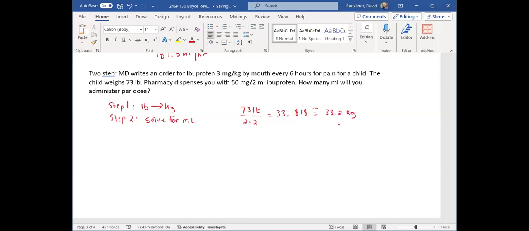However, this might change the answer. So I'm going to show you one this way, and then I'm going to show you the way that I think is more accurate and encapsulates what you're supposed to be doing with this. Although it probably will work out the same way. So if I use that 33.2, then the second step is, okay, now I need to account for the patient's weight, and I need to incorporate that I'm going to give them 3 milligrams per kilogram body weight.